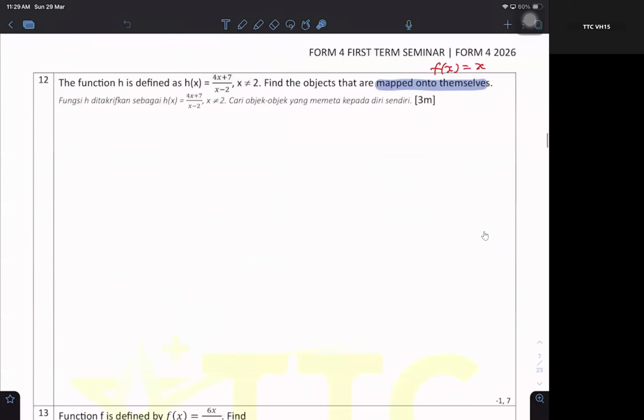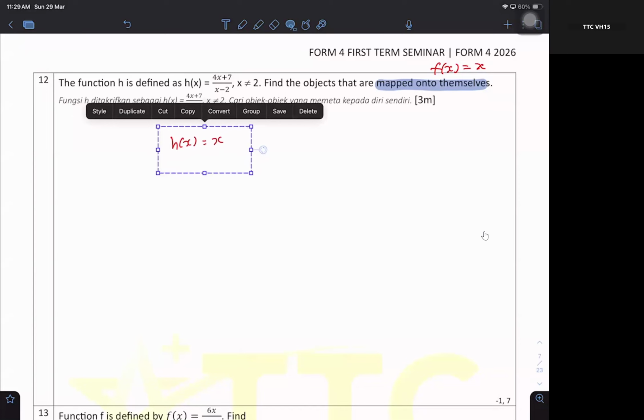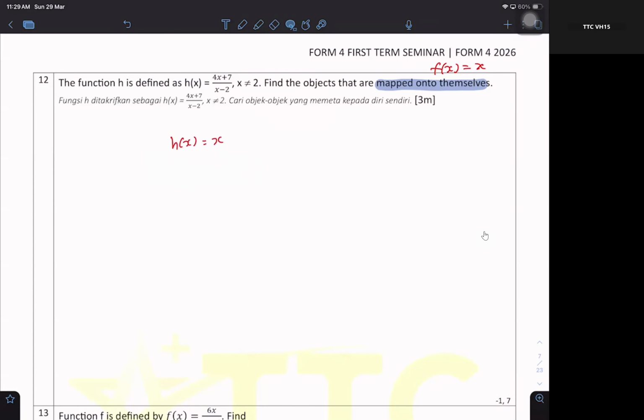But then don't do fx equals x, because this question is hx. So you should do hx equals x like this. You should do hx equals x. So you write down hx equals x lah.